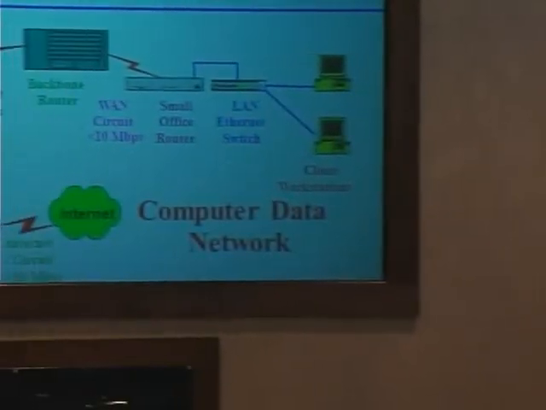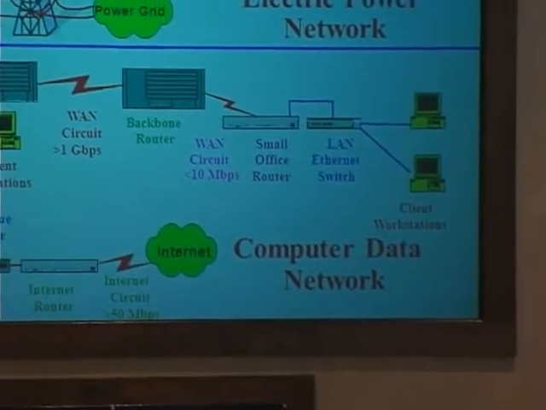Then you start working your way out, similar to a transmission line. You've got these wide area network circuits, these high speed circuits that are going to go from the data center out to some given area, could be, you know, Greenville, it could be Southeast Georgia, into some regional perspective, and then break it down into the local office, the local consumer, into the local area network.